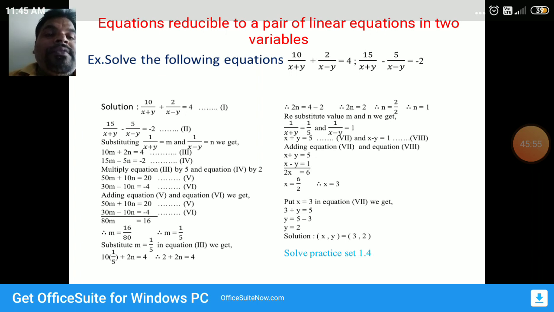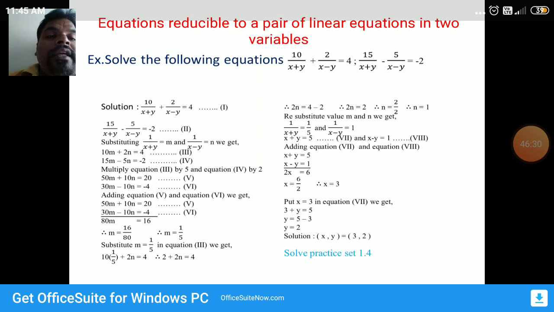Now resubstitute the values of m and n. We get 1 upon x plus y is equal to 1 upon 5 and 1 upon x minus y is equal to 1. From the first equation, x plus y is equal to 5, taking cross multiplication. This is equation number 7. And from the next equation, 1 upon x minus y is equal to 1, you take cross multiplication, x minus y is equal to 1. This is equation number 8.